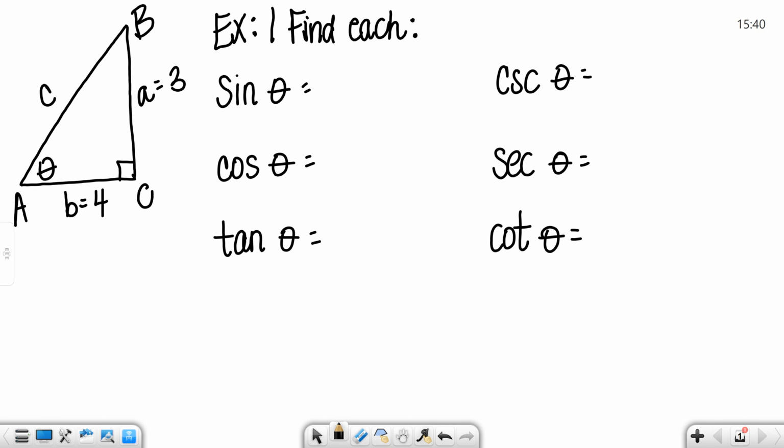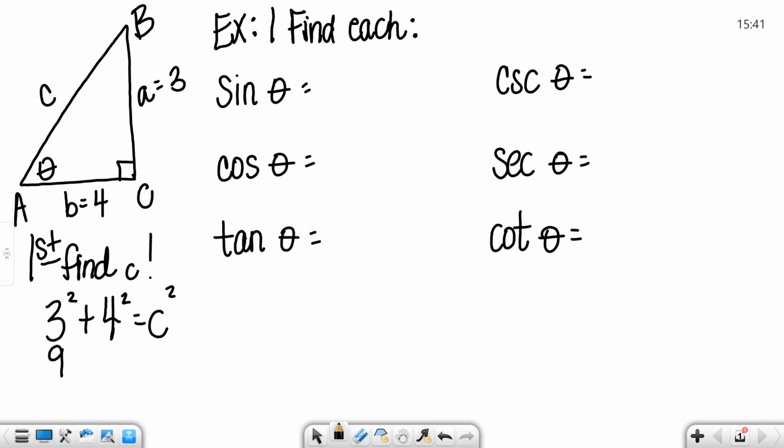Now, each of those is a relationship with the sides. I have to know the sides of the triangle. Well, I know two of them. I must find the third one. So first, I need to find C, little c. And I'm going to use Pythagorean theorem to do it. A squared plus b squared equals c squared.